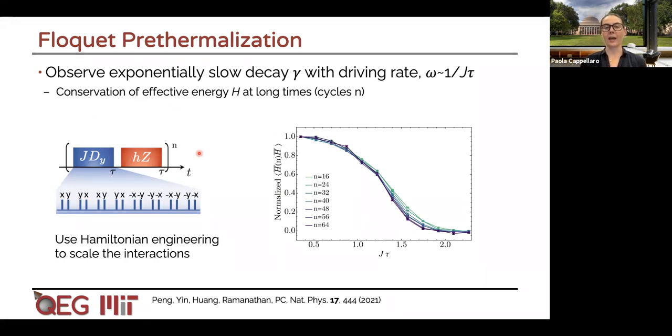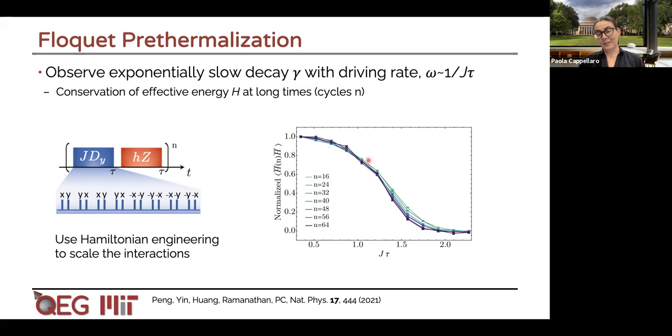If I didn't have any heating at all, what I would expect is that all these curves, which are for different numbers of cycles, so different times of my evolution, would just fall on top of each other. Instead, I have a slight, small decay among them as time increases.